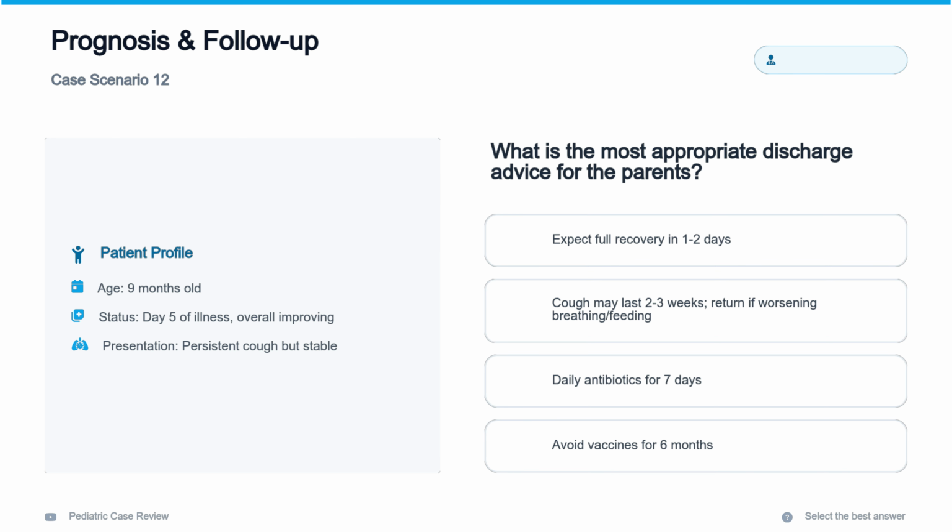Case Scenario 12. A 9-month-old infant is on day 5 of illness and improving but still has cough. What is the best discharge advice? Option A. Full recovery in 1 to 2 days. Option B. Cough may last 2 to 3 weeks. Return if feeding worsens, fewer wet diapers, apnea occurs, or increased work of breathing develops. Option C. Daily antibiotics for 7 days. Option D. Avoid vaccines for 6 months.